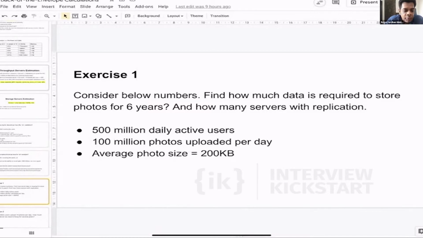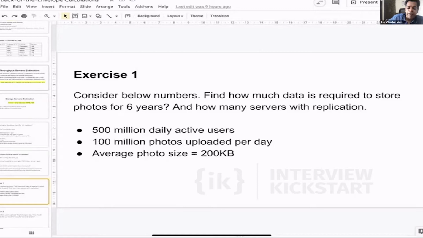Maybe you came up with the number of daily active users as 200 million, and maybe your interviewer said, no, let's make it 500 million. Then 100 million photos uploaded per day. This can also come from an educated guess. Let's say there are 500 million daily active users, and 5% of them upload a photo per day. Then that comes to 100 million photos uploaded per day.